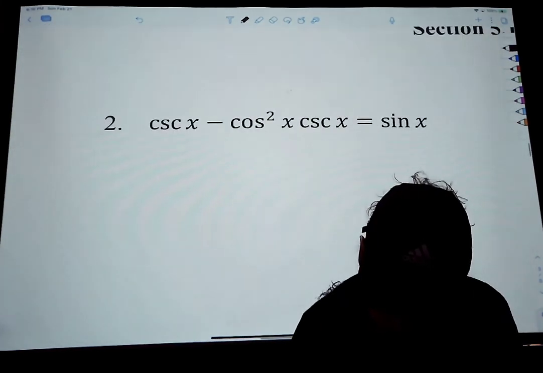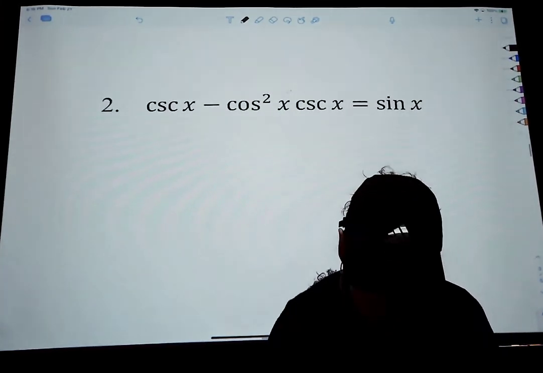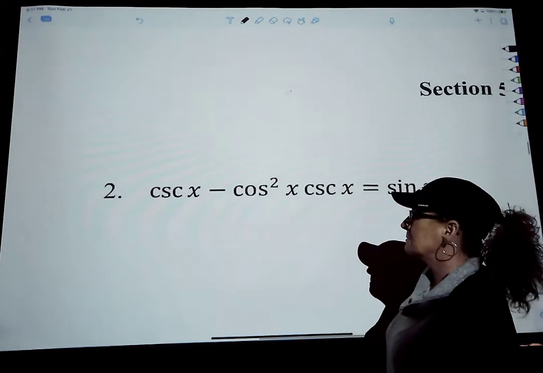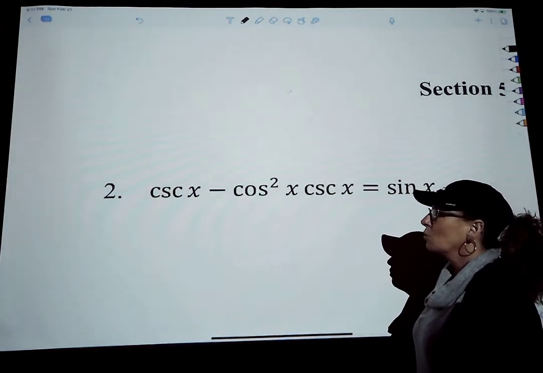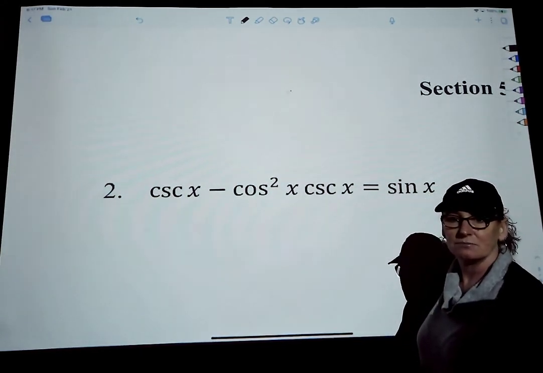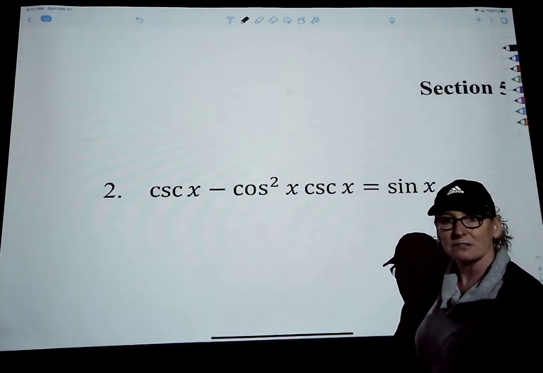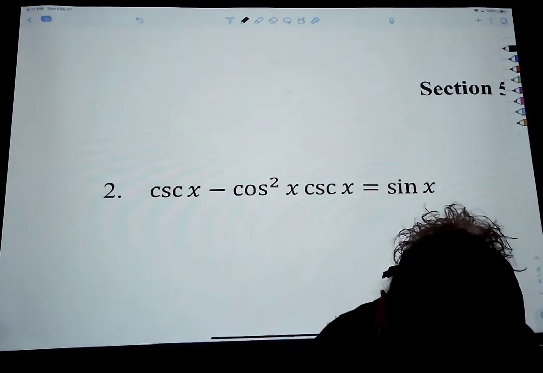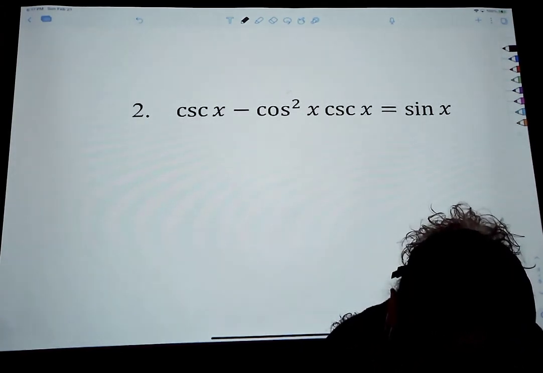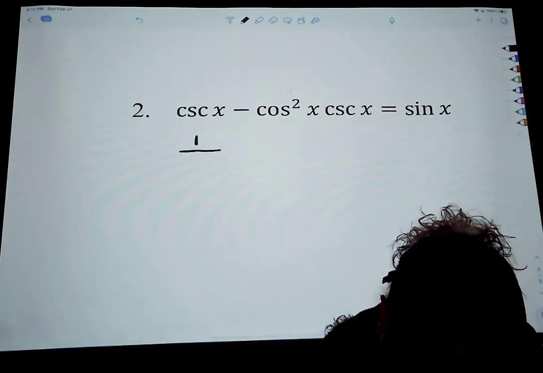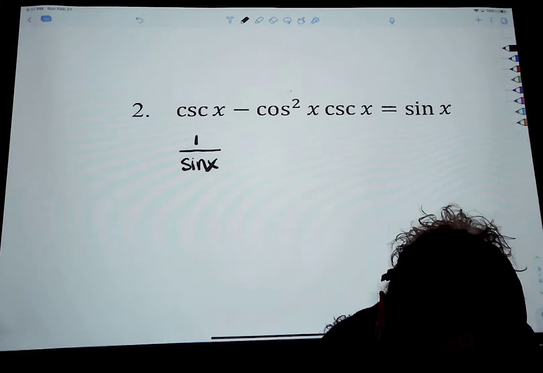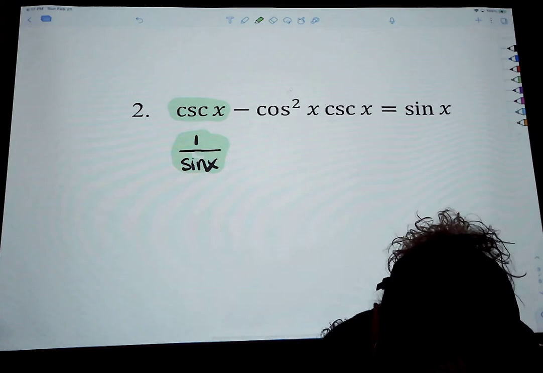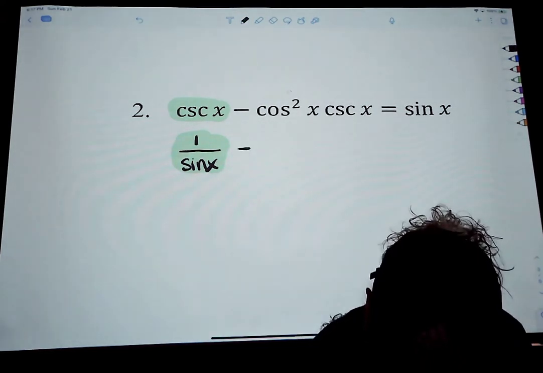Let's try number 2. Looks intimidating. I get it. All these letters in math. Oh my gosh, it looks so intimidating. But we could change everything to sines and cosines. Does that sound like a good place to start? Let's do it. So, cosecant I'm going to rewrite as 1 over sine of x. I'll highlight as I go so that you can see what substitutions I'm making. So I substituted there, minus cosine squared, keep it the same.